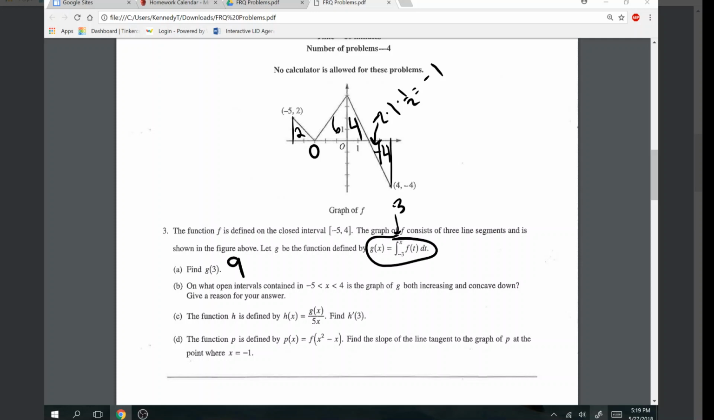All right, next one. On which intervals is the graph of g both increasing and concave down? That means the value is positive and the slope of the graph is negative. And so from -5 to -3, we have positive value, negative slope. And from 0 until 2, we have positive value, negative slope.